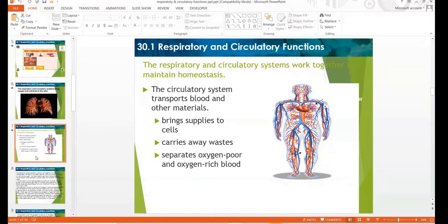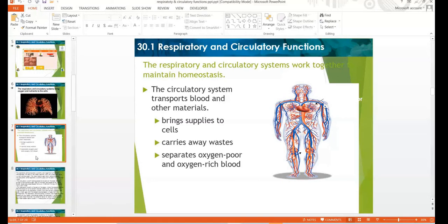A stable internal environment in the body is maintained because of homeostasis, and it is very, very important for you to survive and to lead a healthy life. Every cell in your body needs nutrients and oxygen to function and needs to get rid of its waste products. The circulatory system is the body system that transports blood and other materials. It brings vital supplies to the cells and carries away the waste. It brings oxygen to the various cells and carries away waste from those cells.